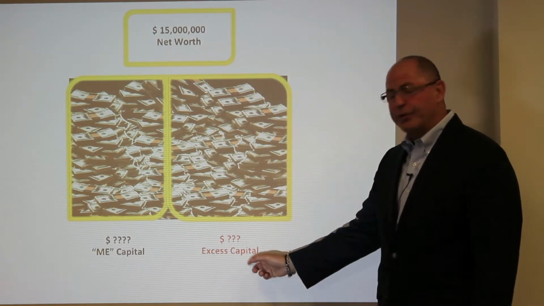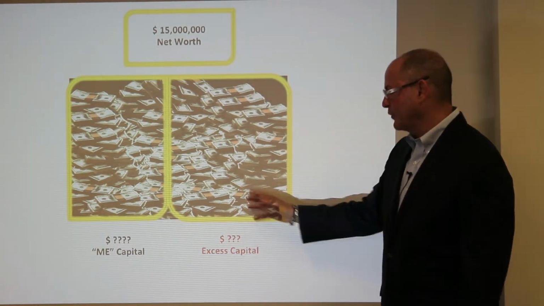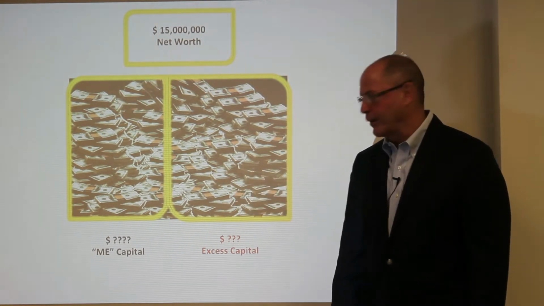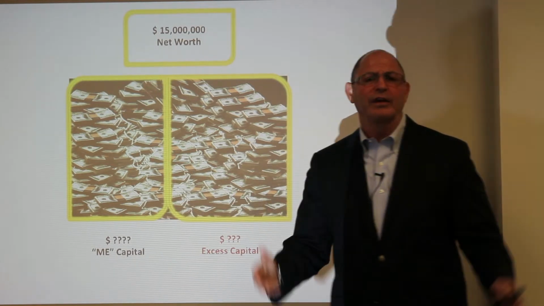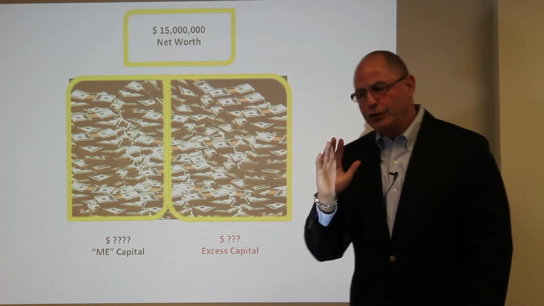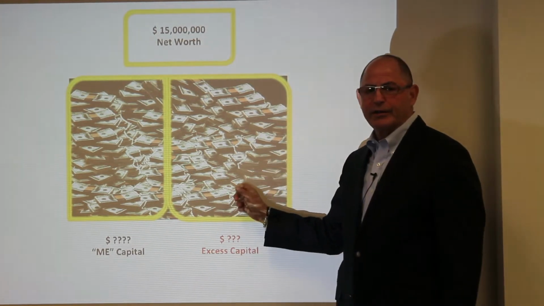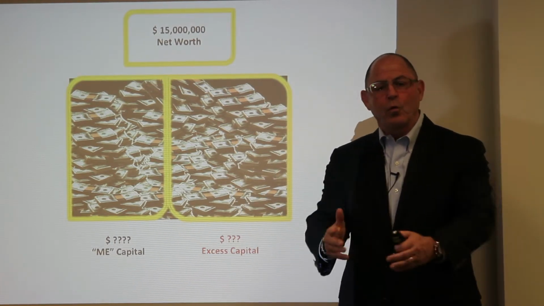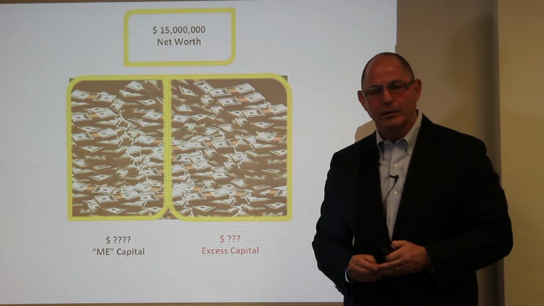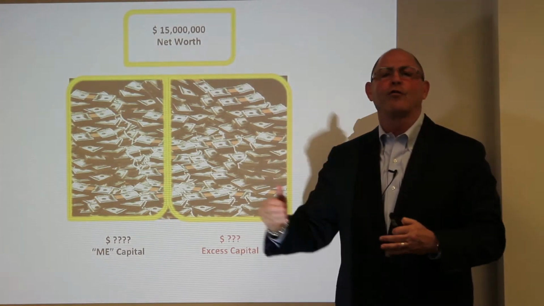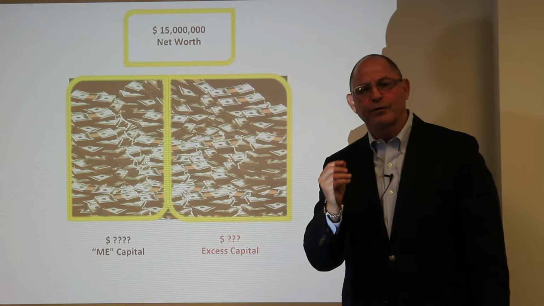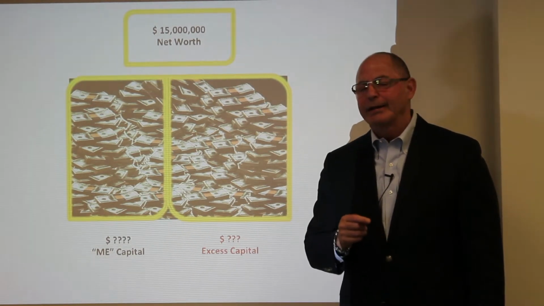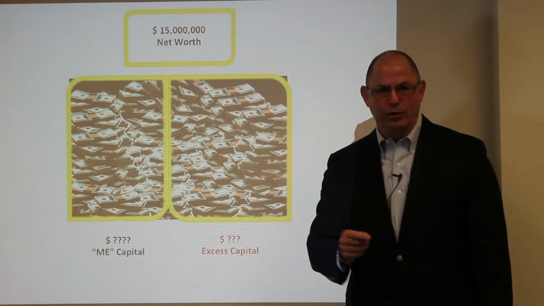Now, with respect to this excess capital, let's just say for a moment it was $9 million. So in other words, your me capital, let's say, is $6 million. If you knew that you were never going to need this $9 million and you were going to die with it, would you want it to be worth $9 million, or would you want that to be worth $40 million to do more for those people and things, charitable pursuits that you care about? Without a doubt, you'd want it to be worth 40.